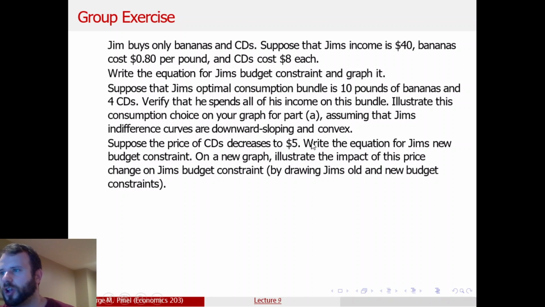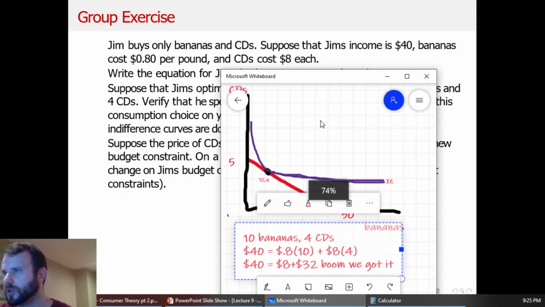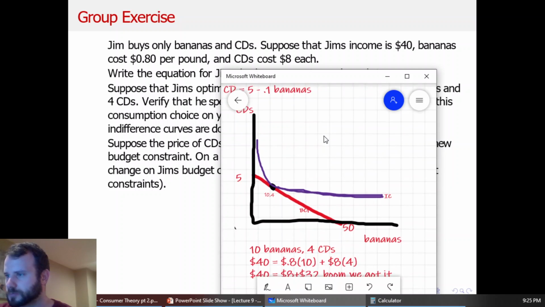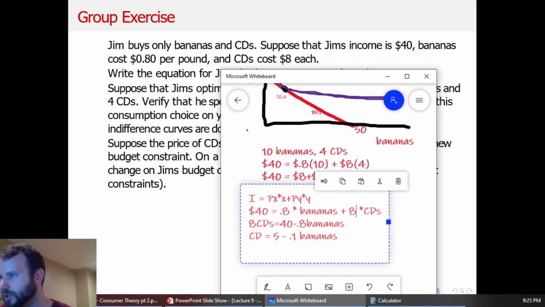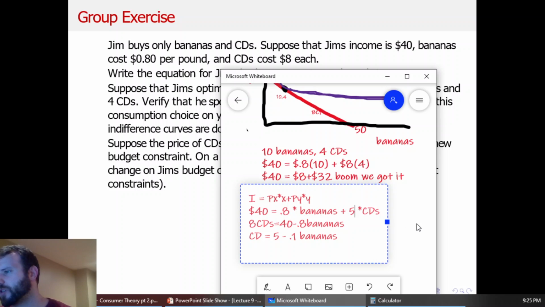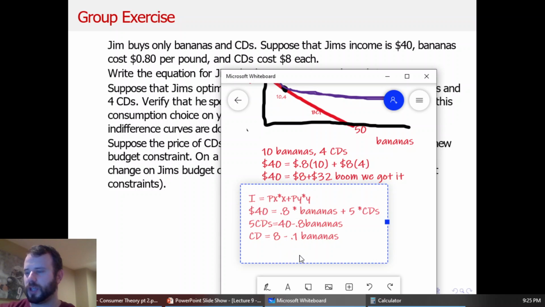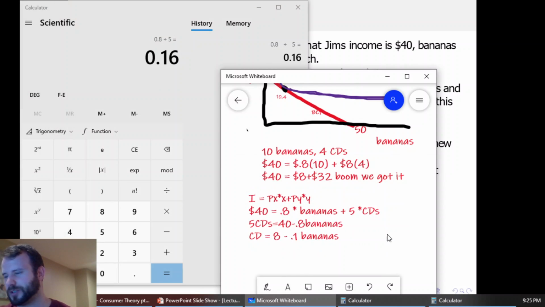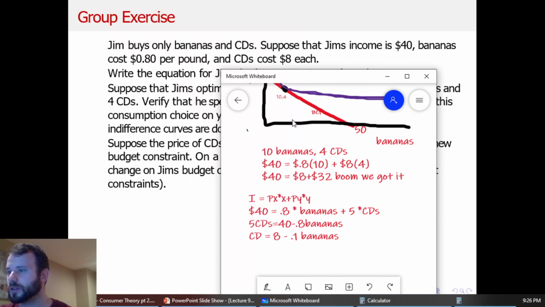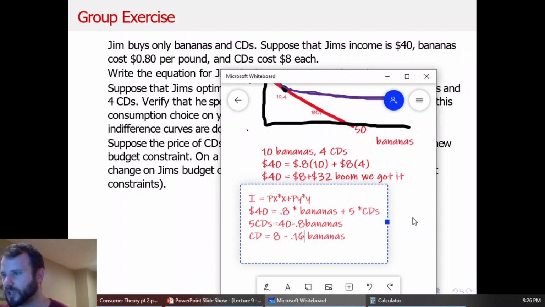Okay, suppose the price decreases for CDs to $5. What's the new budget constraint? So if we go up here, the new budget constraint is just, we're going to swap out this for 5. Okay, and if we want to graph it, again, we could take this divided by 5 and we'll have 8. That's 0.8 divided by 5, which should be 0.16. Okay, but that'll be our new slope.